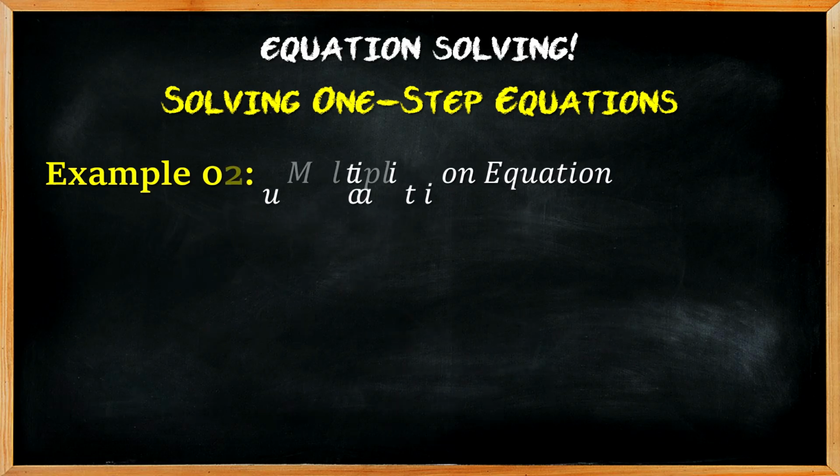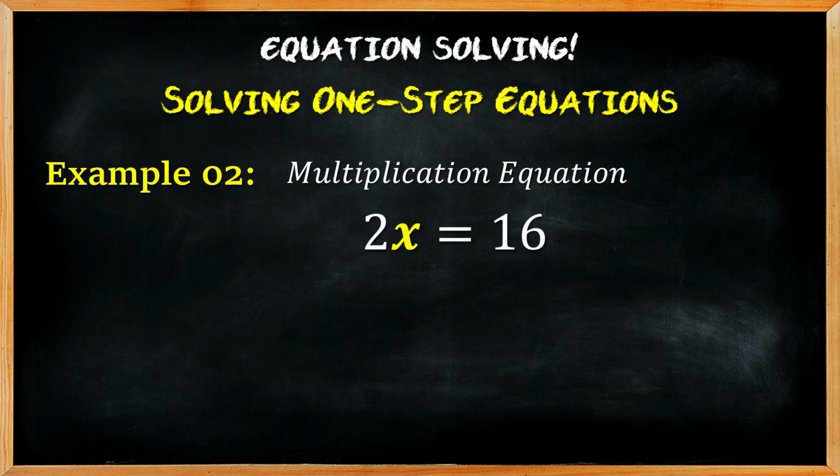Now let's solve a multiplication equation. 2x equals 16. Here, x is being multiplied by 2. Since x is multiplied by 2, we use the inverse operation, division. We divide both sides by 2.